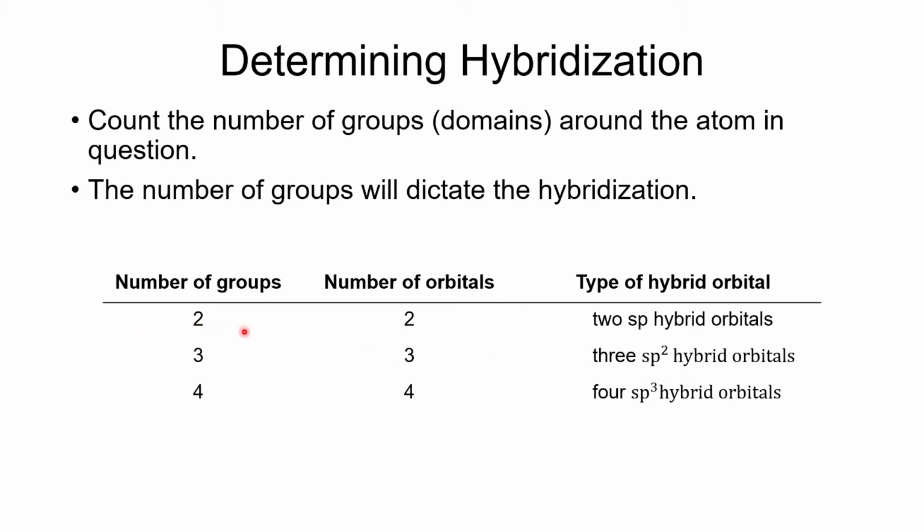And finally, if you've got 2 groups, and so only 2 domains, then you're going to have sp hybridization. All right. Let's look at a couple of hybridization examples.